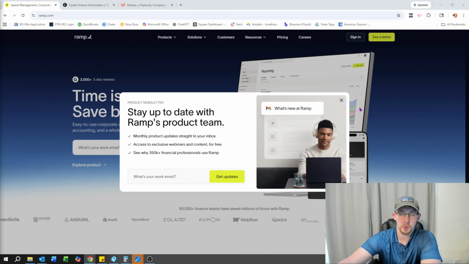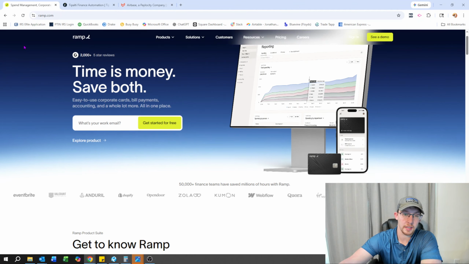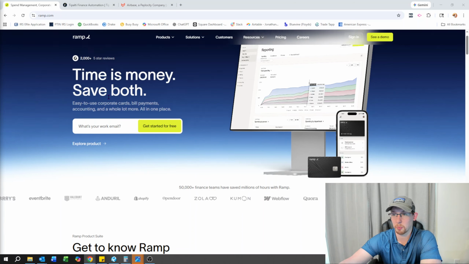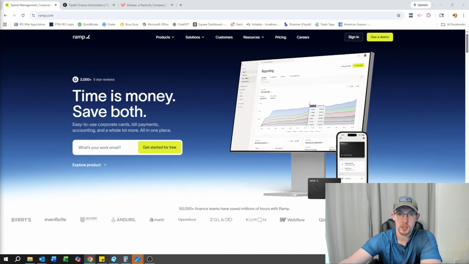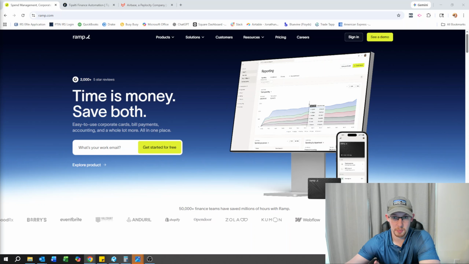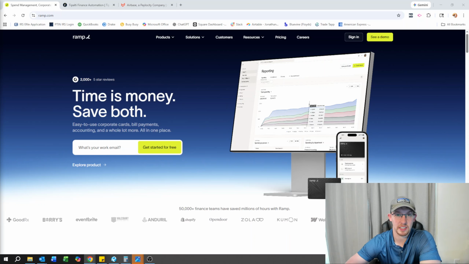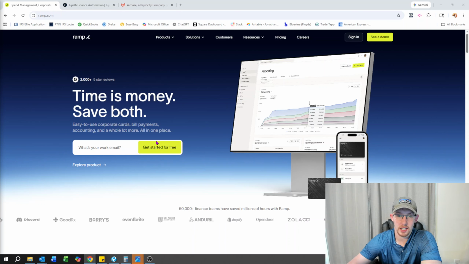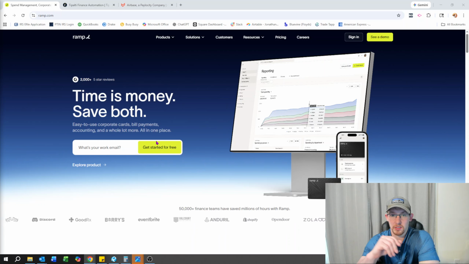The next one I want to talk about is Ramp. Ramp started as a corporate card company. They've been around for a while, and so they've kind of moved into the accounts payable solution because, well, it makes sense. The platform's AP agents are agentic AIs essentially. They're going to look at those invoices. They're going to monitor those.